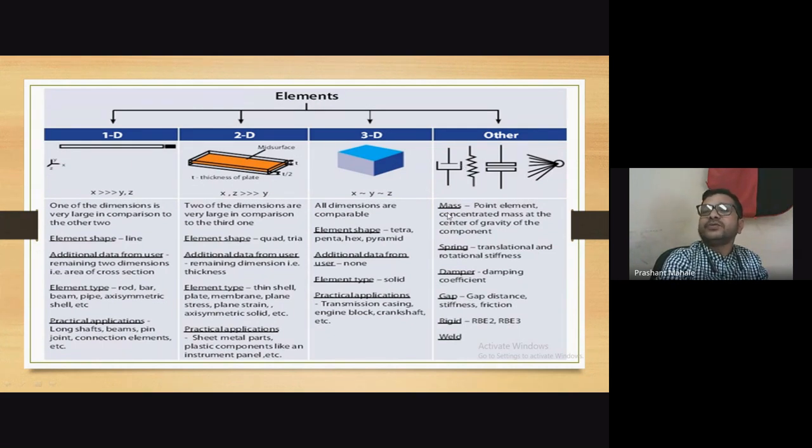Other means if you are going to represent the mass, there will be a point element or concentrated mass inside the body, and you have to show that. So I'm going to show that by such elements. That is also available in other section. If you are going to represent a spring, you are using a spring. So instead of making that spring and model, directly an element is available which has the qualities of that spring.